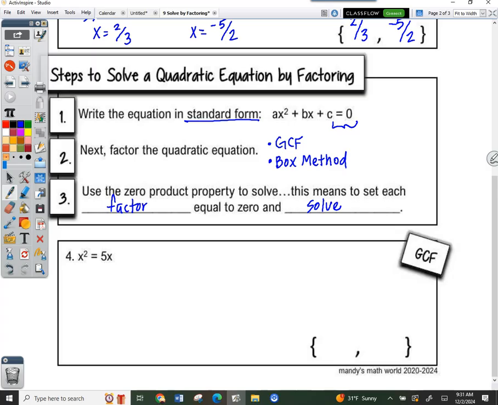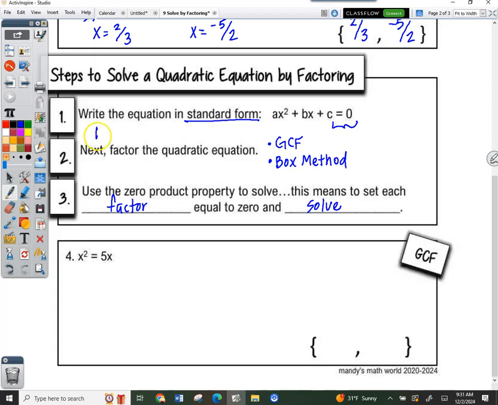So solving this by factoring. First of all, let's say you don't know how to do it. I feel like everybody should be able to get in standard form. So what would I move first to get this in standard form? What needs to go? The exponent? No, I'm getting it in standard form. I need everything to the left.